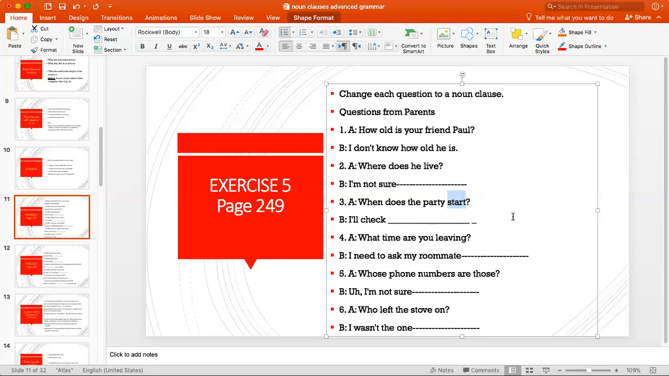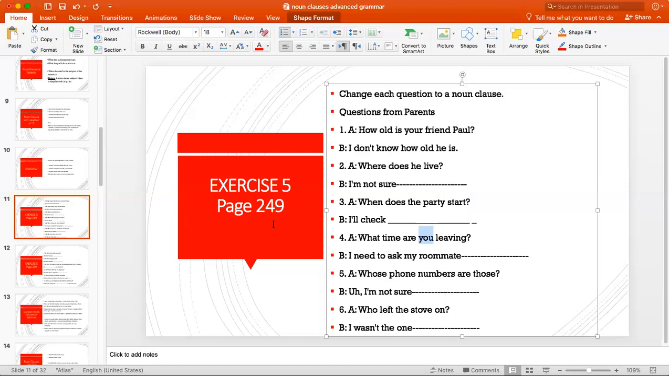What time are you leaving? I need to ask my roommate what time. Here, you don't know if the roommate is a he or a she, so it's up to you. I need to ask my roommate what time she is leaving or he is leaving. Because this is talking to somebody directly, but if you're talking about somebody who's absent, it should be what time he is leaving or she is leaving.